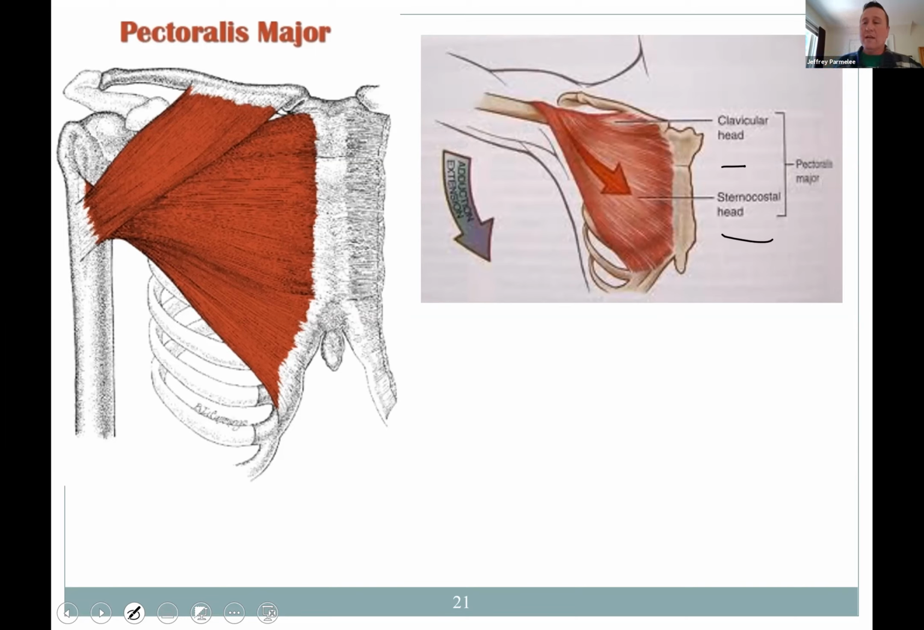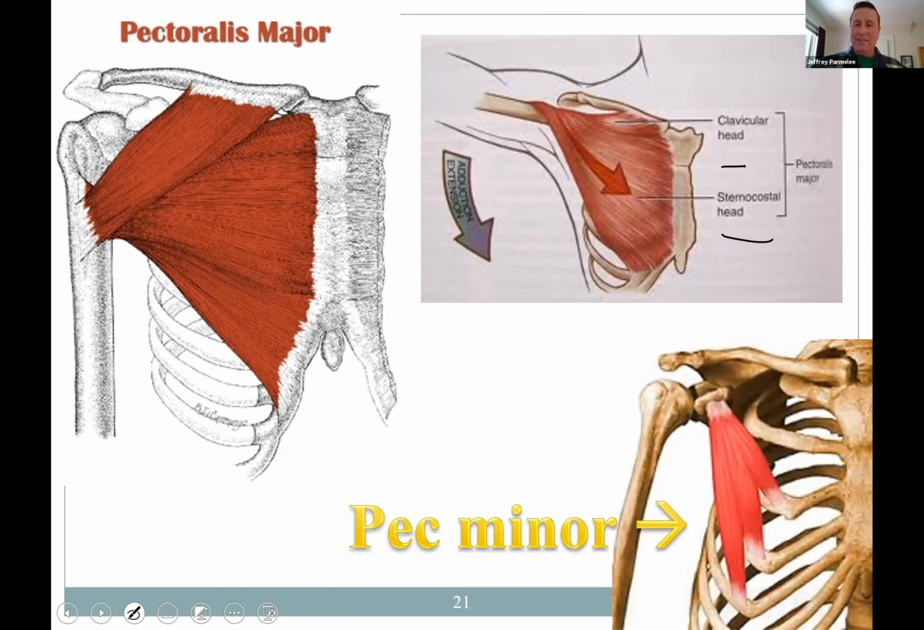You can see here. When you work that out, you might use a machine that brings it in like this, or just do a military press kind of thing. So it's going to flex, adduct, and also medially rotate the humerus. Lifting those weights ahead of you is going to make the pecs get bigger. You've got a pec minor underneath it, off the ribs onto your coracoid process, pretty minor. So your big pecs, pec major.